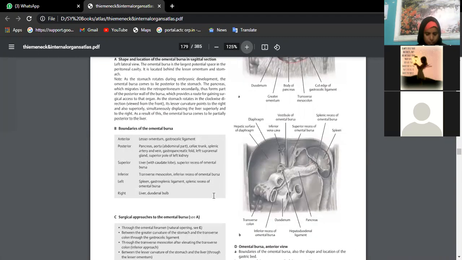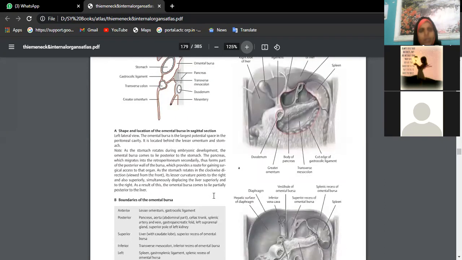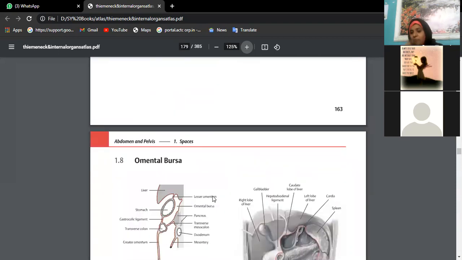Ma'am, in the small intestine, how to differentiate between jejunum and ileum? That is possible only when you cut the section and see. Jejunum will have mucosal folds and a lot of villi. Whereas in the ileum, you will find no villi. The mucosa is smooth and you will see very small round nodules which are called Peyer's patches.